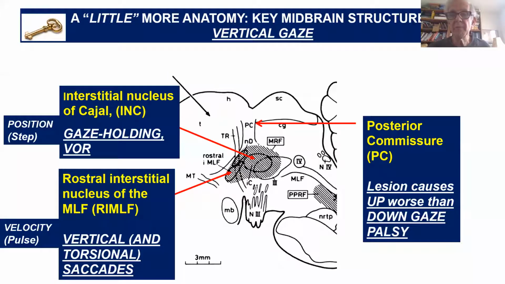All right, a little more anatomy. These are the main structures in the midbrain that are related to vertical gaze. We have Cajal. I told you this. It generates the position command for holding positions of gaze, and also the vestibular system, VOR. We have the rostral interstitial nucleus of the MLF. It's important for generating the velocity command, the pulse for saccades, vertical and torsional saccades. And we haven't talked about it yet, but the posterior commissure, you all know that, can sometimes have lesions there leading to Parinaud syndrome. Here, lesions cause up worse than down gaze palsy. So these are the three key structures for vertical gaze in the midbrain: Cajal, RIMLF, and the posterior commissure.